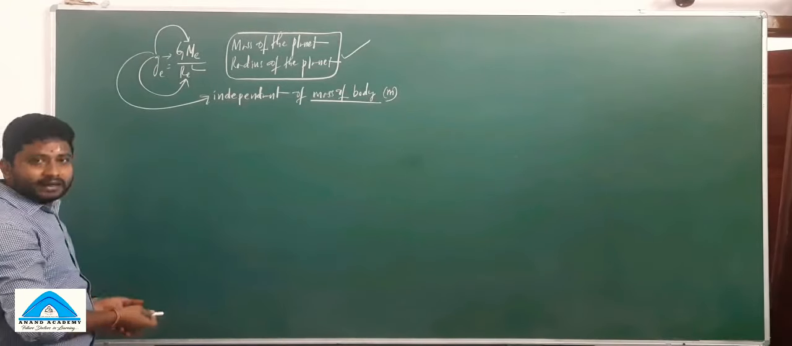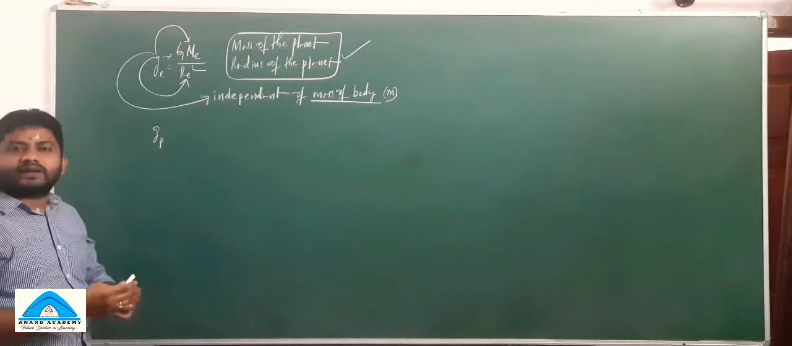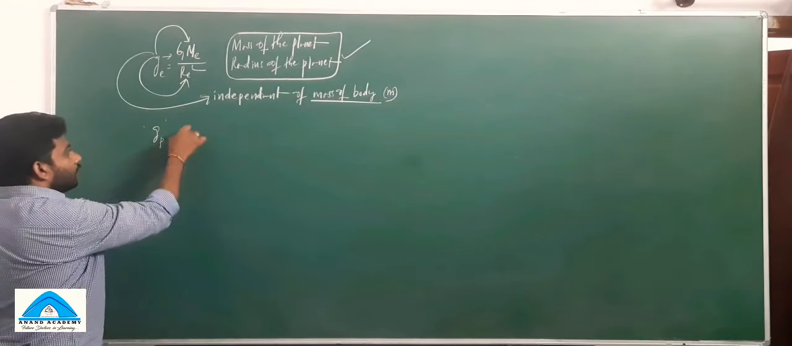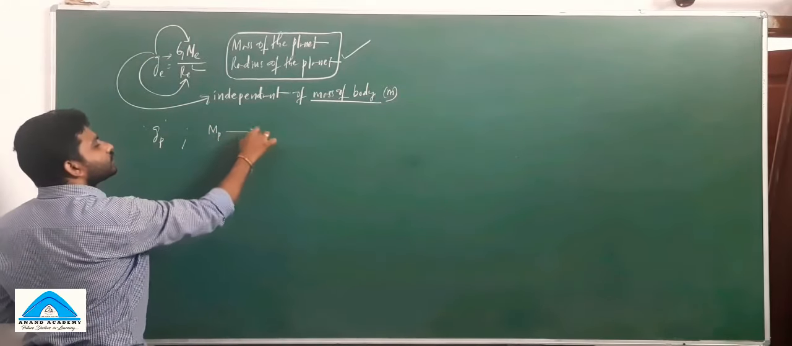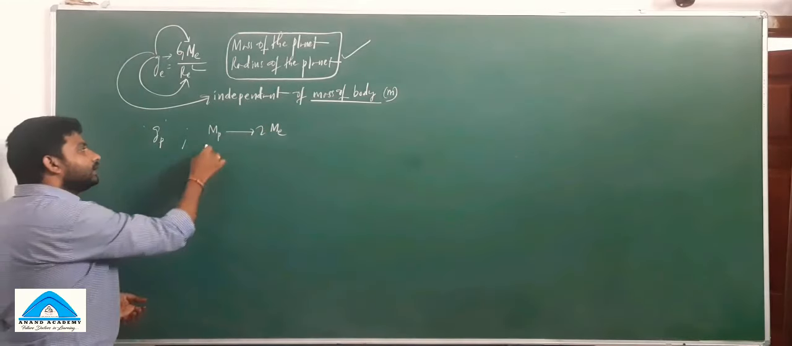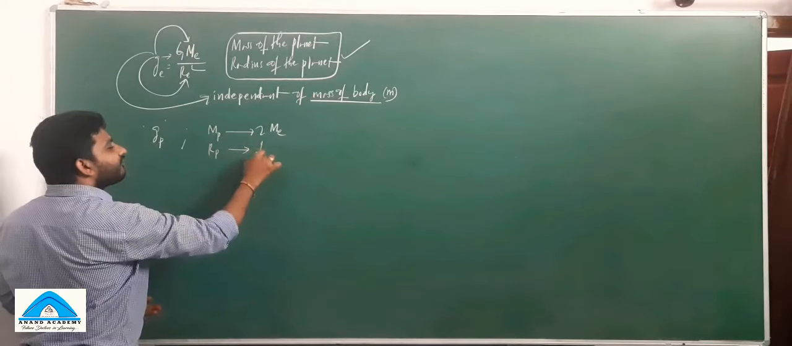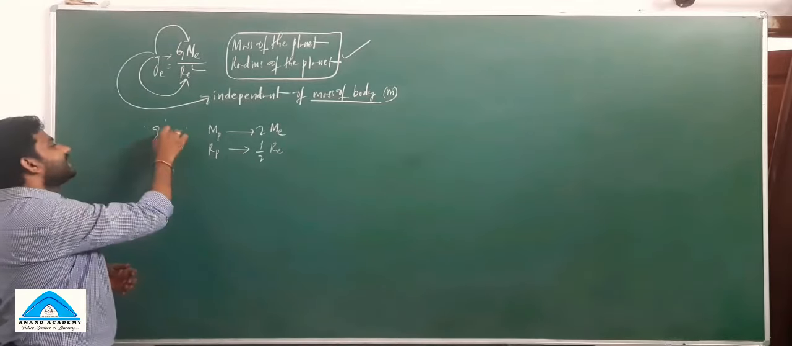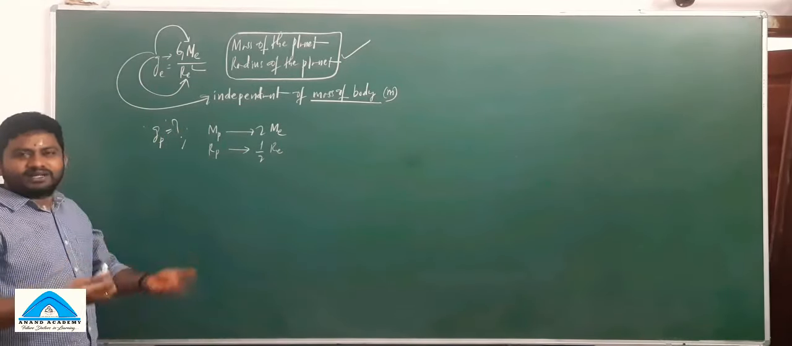There is a planet. The acceleration due to gravity on that planet is Gp. The mass of this planet is 2 times the mass of the Earth, and the radius of this planet is half of the radius of the Earth. Now in this case, what is the acceleration due to gravity on this planet? That's the question, right? It is so simple.